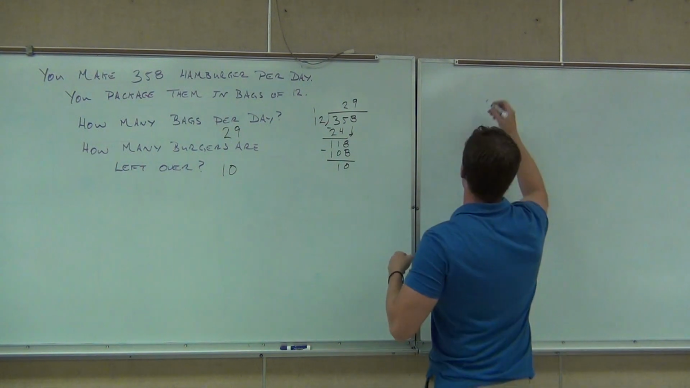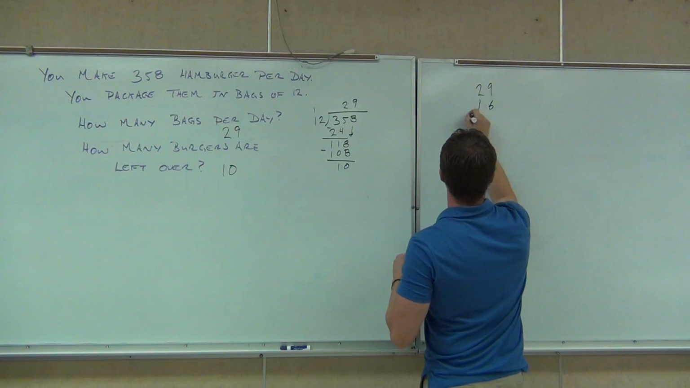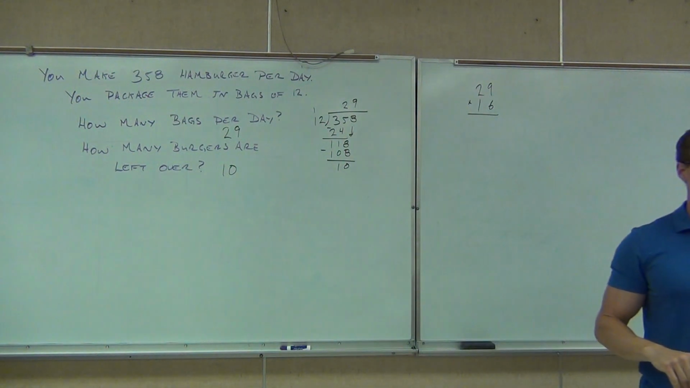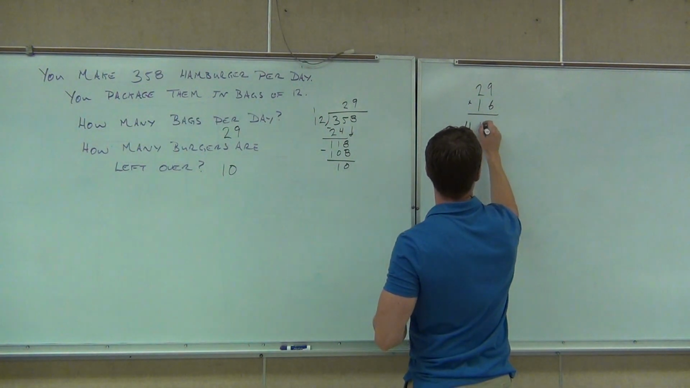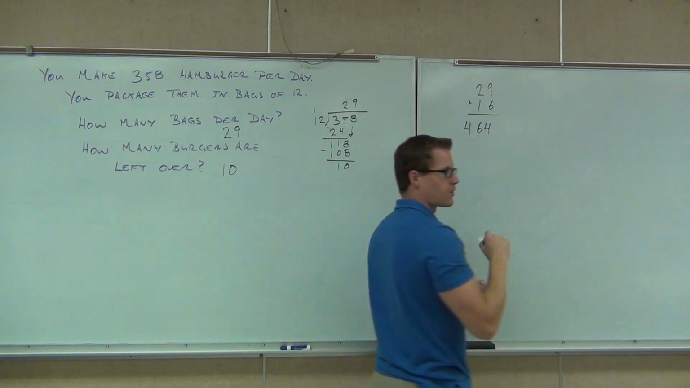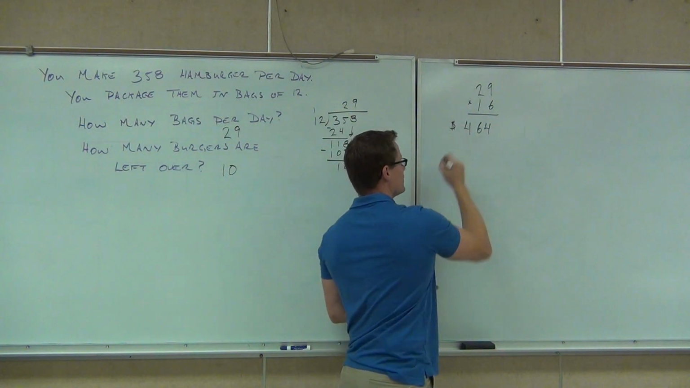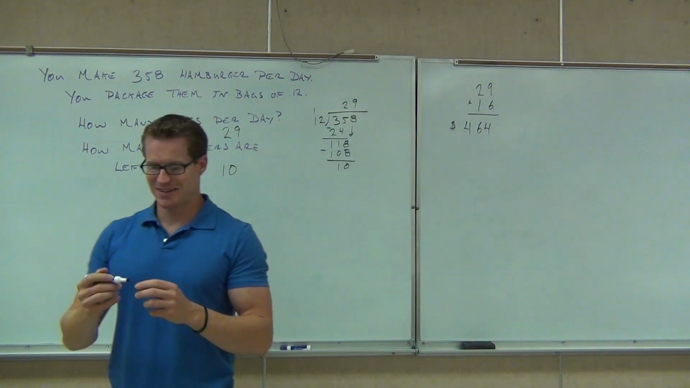Okay, yeah, we are multiplying. We have the 29 bags. We've got $16 per bag. How much did you get? $464. Hey, he's made $464 making burgers. Sounds pretty good to me.